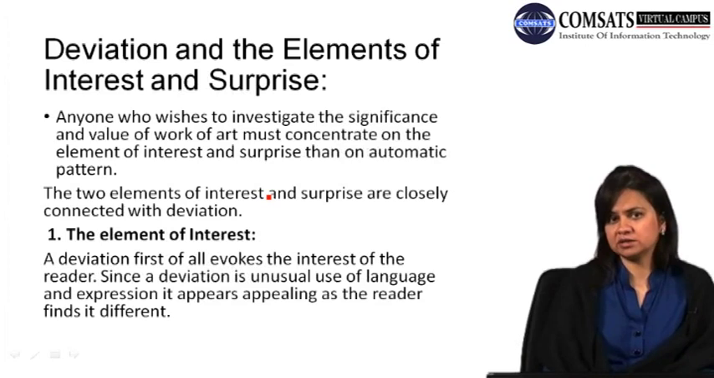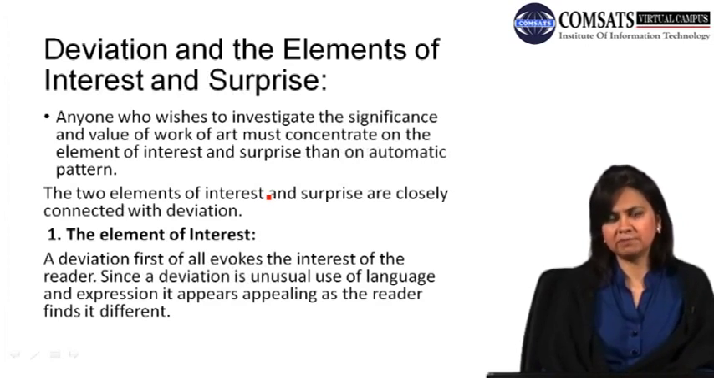So the value of a work of art, in our case, literary writing, is to be judged by focusing on how it deviates from the regular, normal pattern of language, grammar, and expression. And when it deviates from the regular patterns of expression, it would produce an effect on the reader. And that effect would be in the form of arousing and creating the interest of the reader. The first essential element of deviation is that it creates the interest of the reader. It evokes the interest of the reader in the writing.